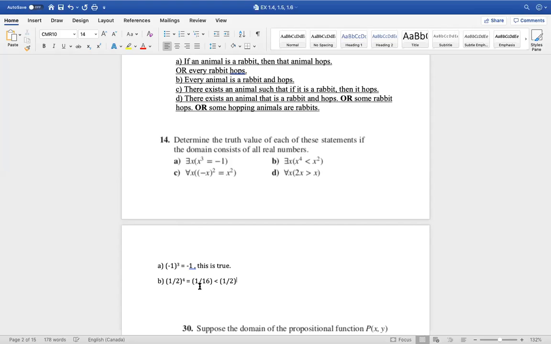1/2 to the power of 2, which equals 1 over 4. Now we know that this value, 1 over 16, is less than 1 over 4. So therefore we can say that the truth value for this is true.